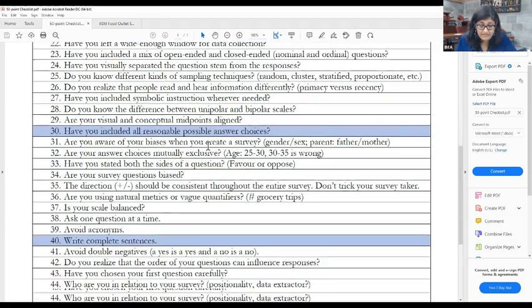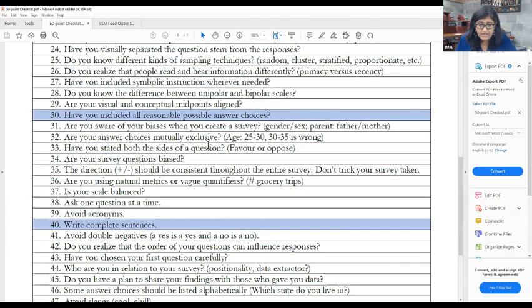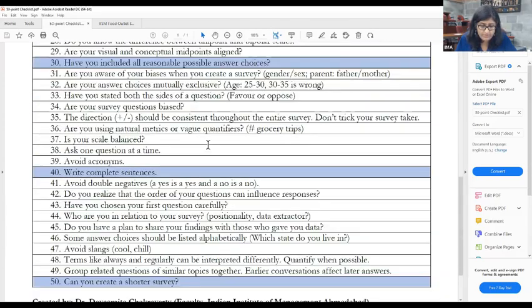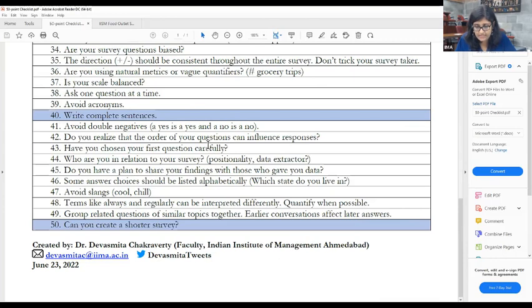I won't spend time reading out the questions, but really the last question is very important. Can you create a shorter survey? If you can, then don't ask longer questions.